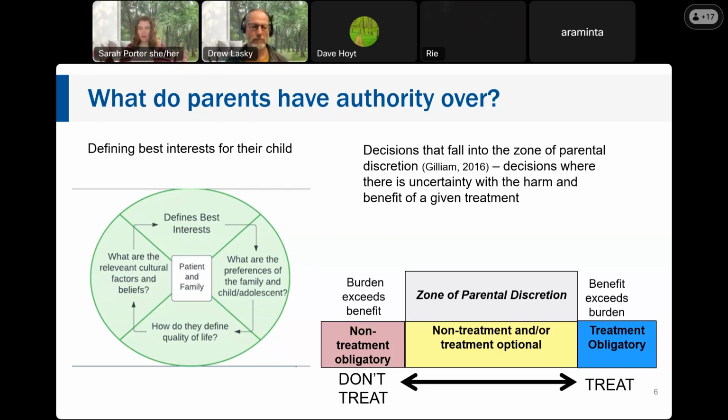And in between, there is a tremendously large space where either non-treatment would be optional or treatment would be optional. Ultimately, there's a trade-off between risks and harm in that conversation. That is what we call the zone of parental discretion. So a lot of times what we're tasked with in some of these decisions is asking ourselves whether we think a decision falls into the zone of parental discretion. And if so, that's where parental authority comes into play and parents are able to exercise their authority over that decision.